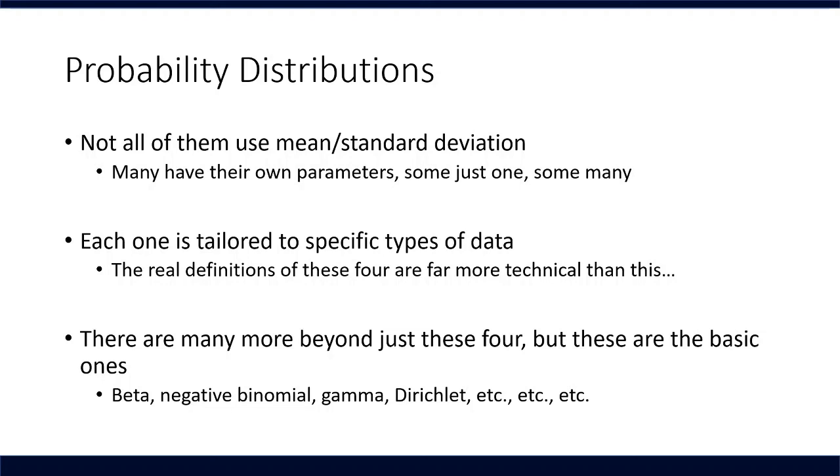Here I'm giving you a very simplified understanding of these 4 distributions. The real definitions are actually far more technical and complicated. But if you just understand the basics of it, that's enough of a foundation to begin using them and then to investigate them further on your own. And as I've said, there are many more probability distributions beyond just these 4. These are just the basic ones that we're going to cover here, but there are tons of others: the beta distribution, negative binomial, gamma, Dirichlet, Bernoulli, tons of others out there. If you understand the basics of using these, though, you can then begin to investigate those on your own and hopefully understand what you're reading about a little bit better.